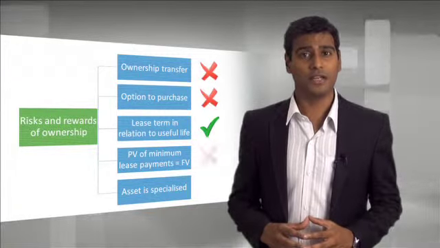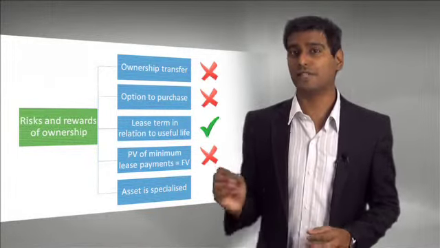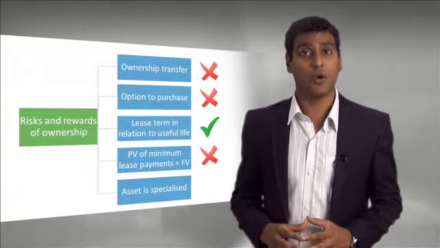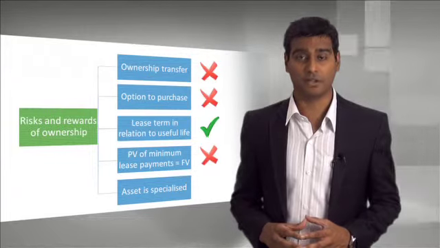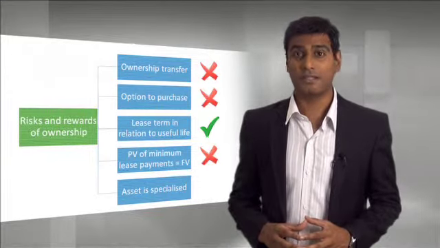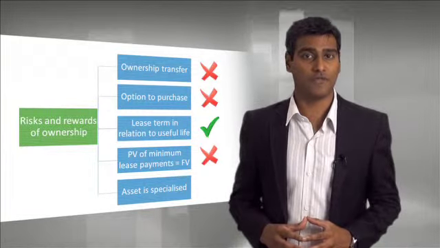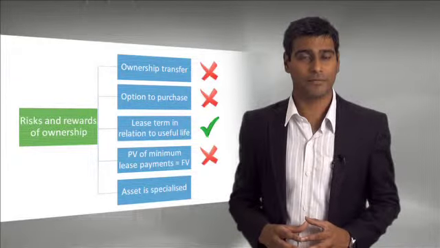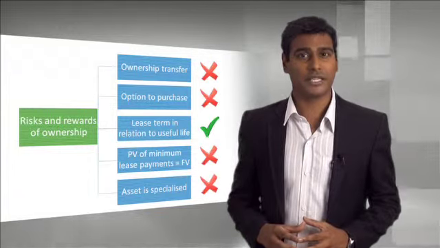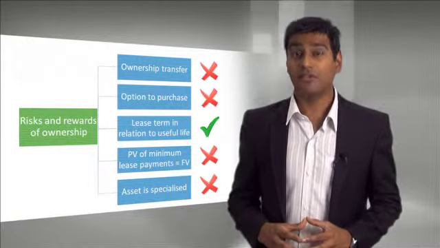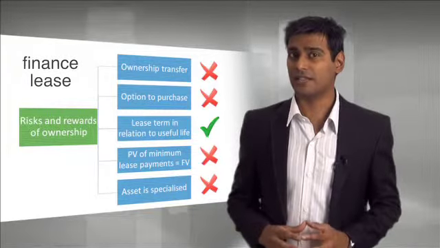The fourth criterion has not been satisfied since the present value of the minimum lease payments is only $47,500 while the fair value is $80,000. Thus, the present value of the minimum lease payments does not equal substantially all of the fair value of the tractor. The fifth criterion is also not satisfied since the tractor is not specialized in nature. Therefore, the lease would be classified as a finance lease.